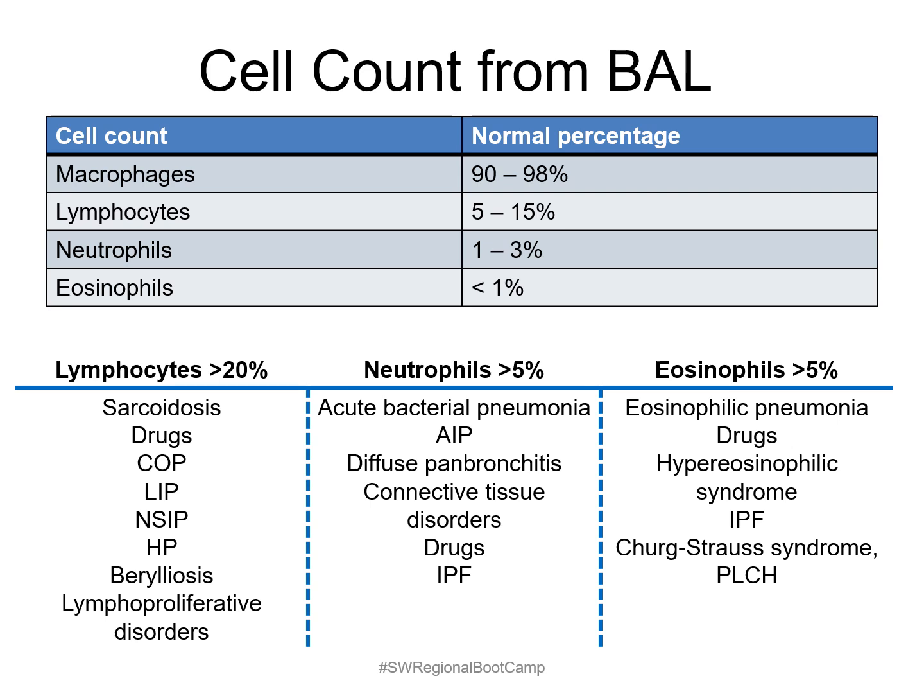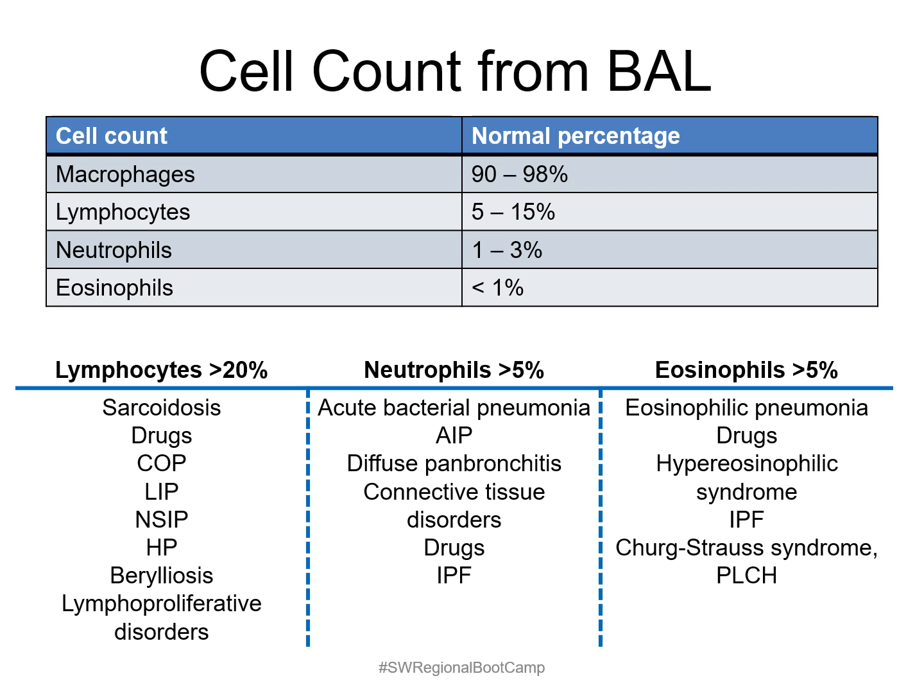Conditions in which you may see a cell count with more than 20% lymphocytes include sarcoidosis, drugs, cryptogenic organizing pneumonia, lymphocytic interstitial pneumonia, nonspecific interstitial pneumonia, hypersensitivity pneumonitis, borreliosis, and lymphoproliferative disorders. In contrast, more than 5% neutrophils can be seen with acute bacterial pneumonia, acute interstitial pneumonia, diffuse panbronchitis, connective tissue disorders, drugs, and idiopathic pulmonary fibrosis.